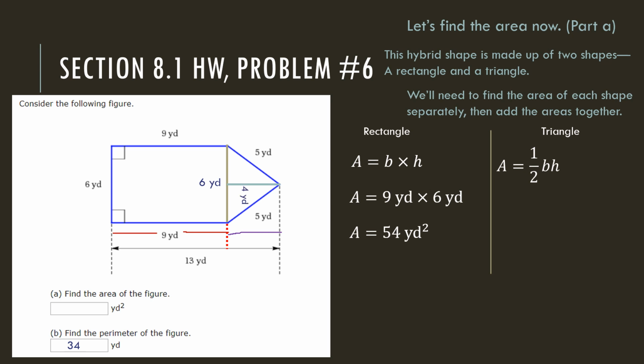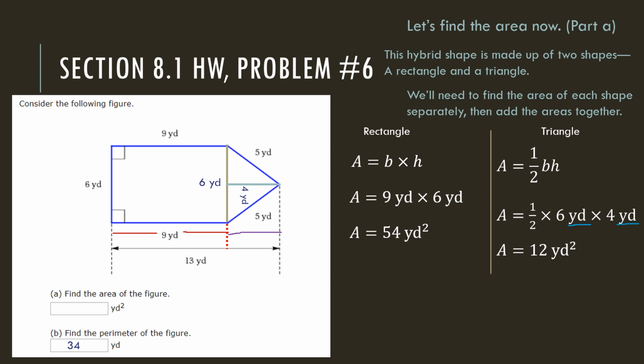And I wrote it sideways because I like to look at it sideways, so it looks more like a triangle to me. So the base is 6 yards, the height is 4 yards, so let's plug that in. 1/2 times 6 yards times 4 yards. This is pretty easy, you can do this in your head. 6 times 4 is 24, half of that is 12, so the area is 12 yards squared. Once again it's yards squared because it's yards times yards.